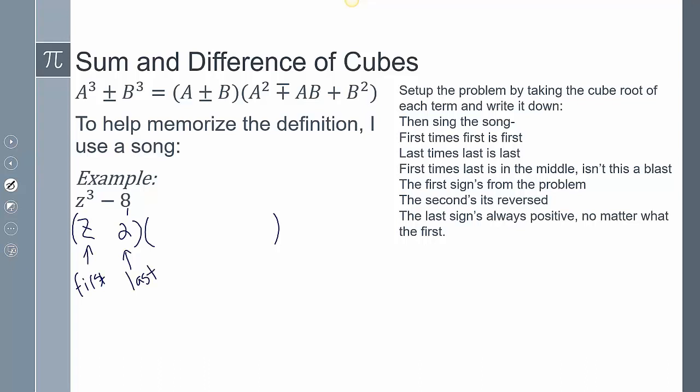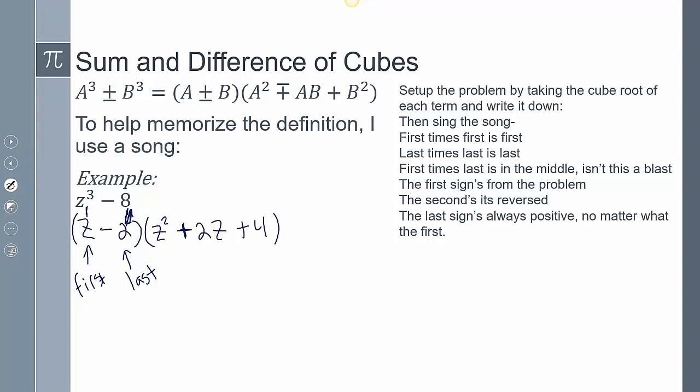First times first is first. Last times last is last. First times last is in the middle. Isn't this a blast? The first sign's from the problem. The second, it's reversed. The last sign's always positive no matter what the first. And so there's your answer.